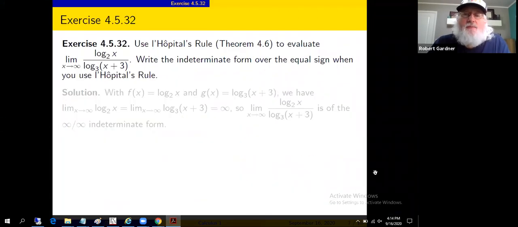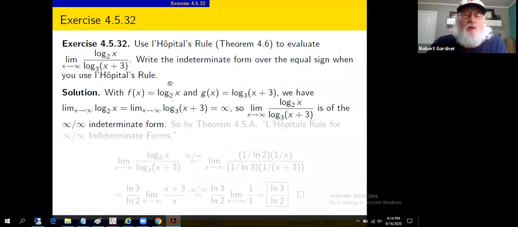So, working problems. Here's a quotient. It's got log functions in it. I don't care much for these weird log base 2, log base 3 logarithms, but they're part of Calculus 1, so what are you going to do? Evaluate the limit as x approaches infinity of this quotient of log functions. We'll call f the numerator function, log base 2 of x, and g the denominator function, log base 3 of x plus 3. As x goes to infinity, both of those log functions go to infinity. So we do indeed have an infinity over infinity indeterminate form here.